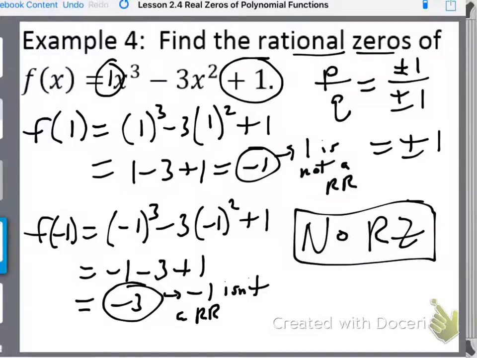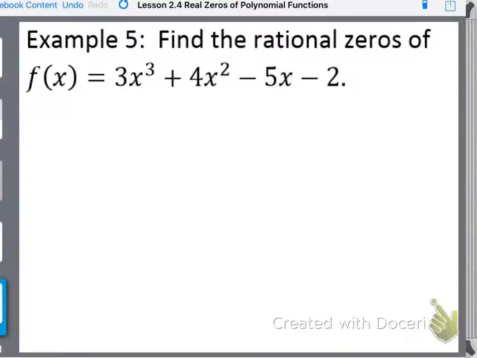Okay? If it just said to find the zeros, then you could graph it and find the places where the graph crosses the x-axis. Find the rational zeros of this function.